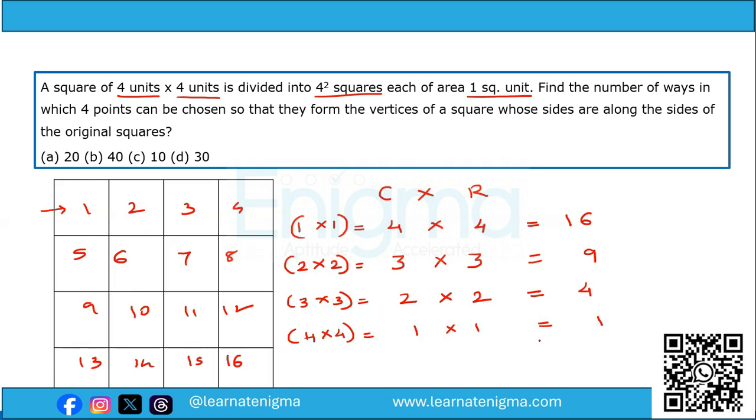So let's count the number of squares now. 16 plus 9, 25 plus 4, 29 plus 1, 30. So the answer comes as option D, 30.